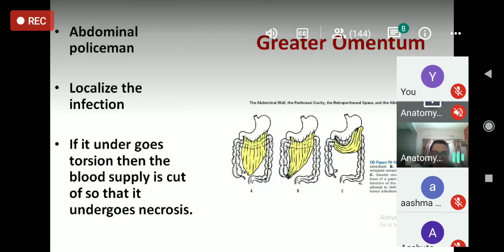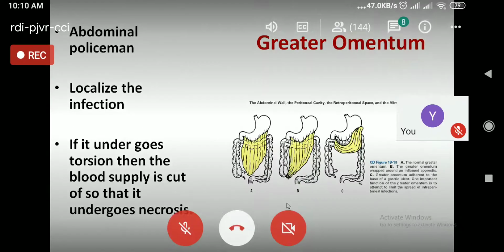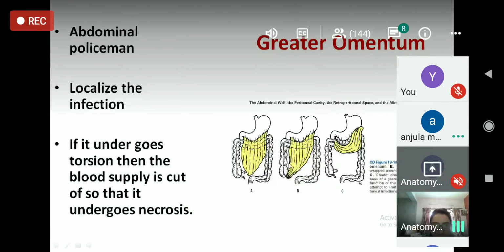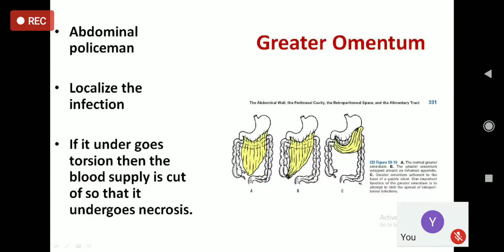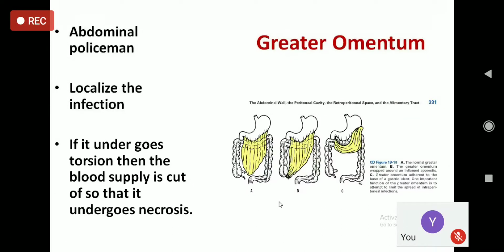And we discussed that the greater omentum acts as an abdominal policeman, and it helps to localize the infection. It wraps around the infected area so that the spread of the infection is prevented. If it undergoes torsion, then the blood supply is cut and it undergoes necrosis. So if there is any torsion or rolling up of the peritoneal fold, the greater omentum, the blood supply to the area will be hampered, and this area can go into necrosis because of the lack of arterial supply. That is the main function of the greater omentum. It acts like a policeman. It helps to localize the infection and to prevent its spread in the abdominal cavity.